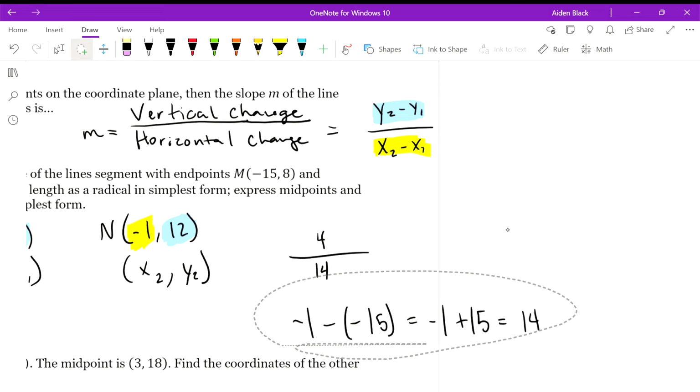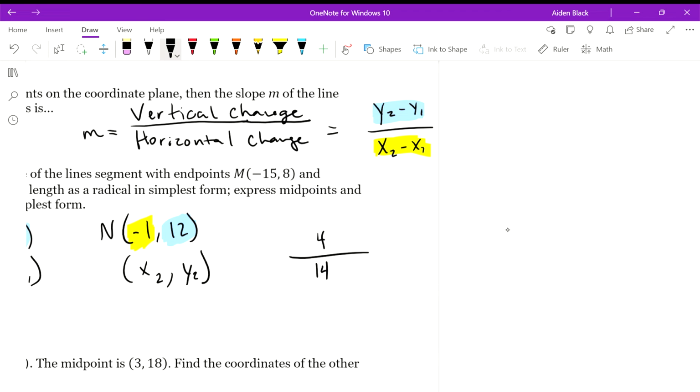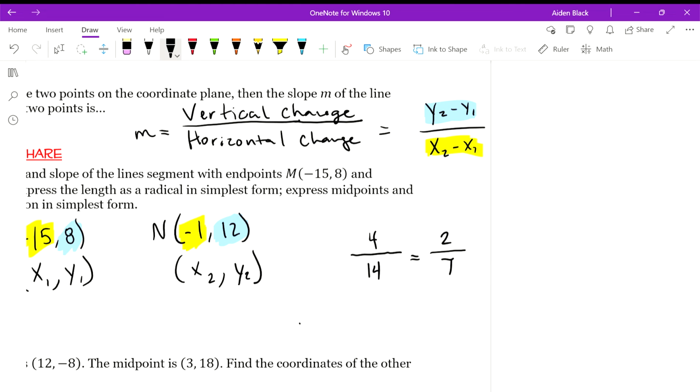So, lastly, we don't really want to look at the slope if it's not in simplest form. So let's reduce this. How can you reduce this? Yes, you could divide the top and bottom by 2, giving you 2/7. So our slope is 2 over 7.